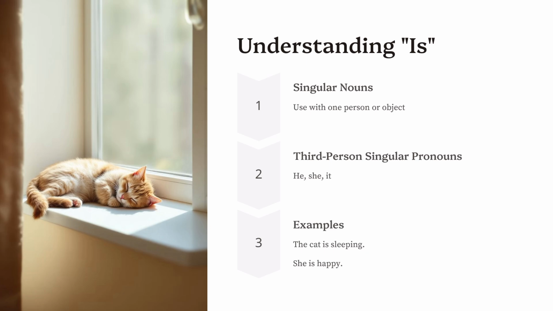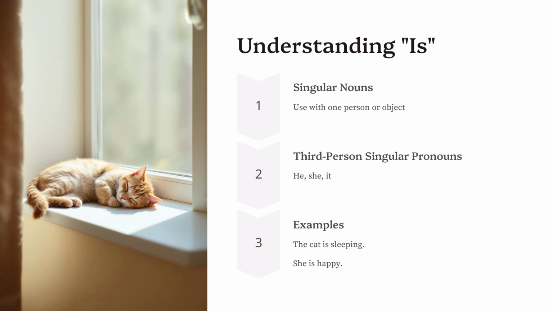For instance, if I want to describe how someone feels, I could say, she is happy. Here, she is our singular pronoun, and that is why we pair it with is. The same applies to he and it. For example, he is at home, or it is raining. It's always is.